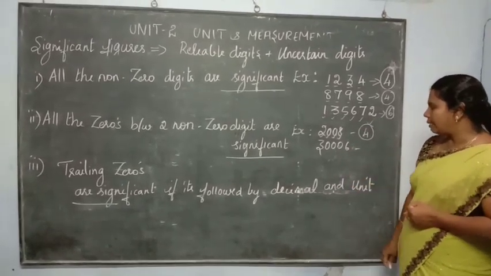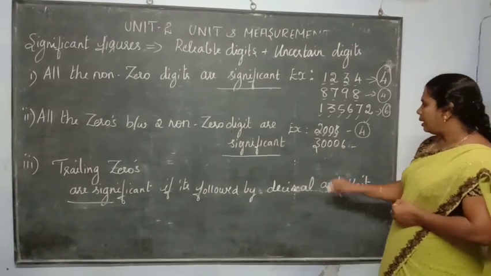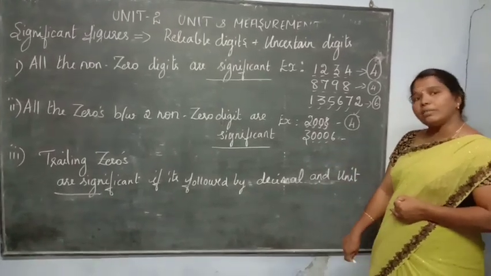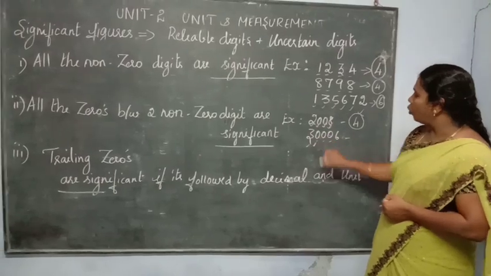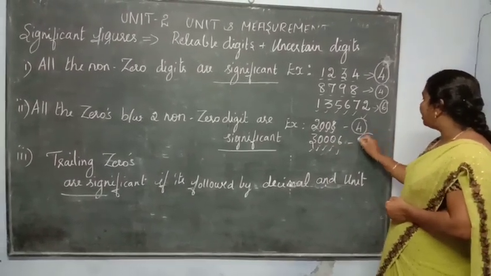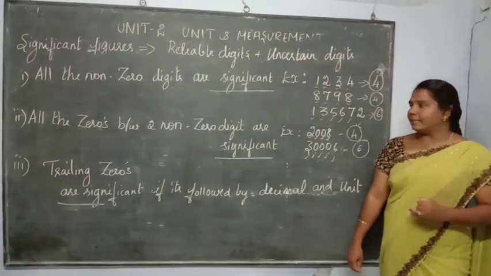And the next example is 3, 0, 0, 0, 6. How many zeros? 1, 2, 3 zeros exist between the 2 non-zero values. So count the digits: 1, 2, 3, 4, 5. Therefore, 5 significant digits in this example.